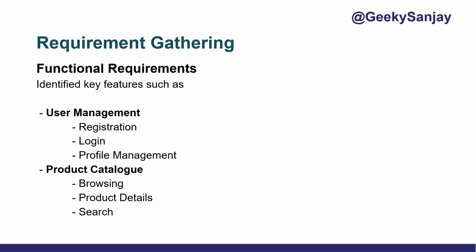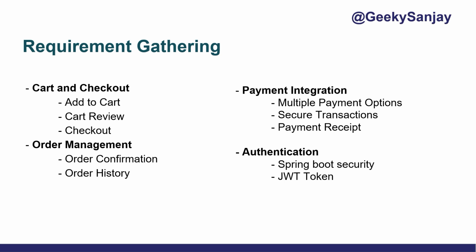Then next we will create a product catalog. In the product catalog, we have to think about browsing, product details and search. Next, we will create cart and checkout. In this feature, we will create add to cart, cart review, checkout, and then order management. Inside the order management feature, we will see order confirmation and order history. Then the next feature is payment integration, which may include multiple payment options, secure transactions, and payment receipts.